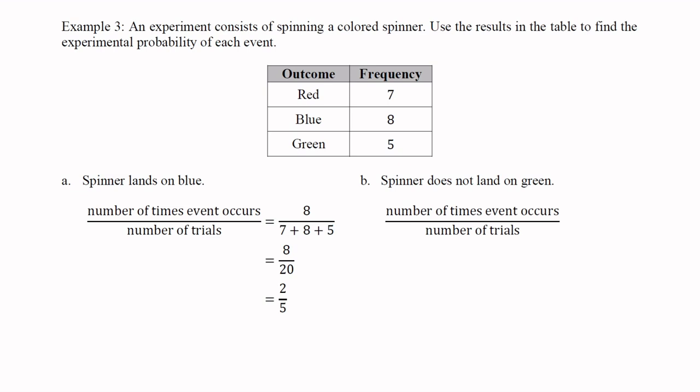A spinner does not land on green. So for the number of times the event occurs, if it's not green, it's got to be red or blue. So we have 7 plus 8. And then on the bottom, again, 7 plus 8 plus 5, which is the total number of trials. So we get 15 out of 20, which is a 3 out of 4 chance that the spinner does not land on green.